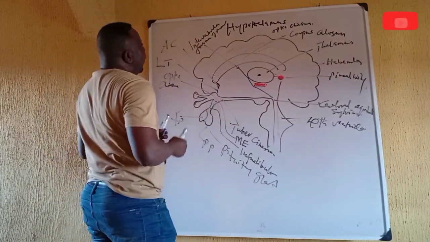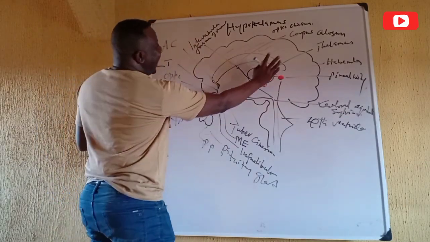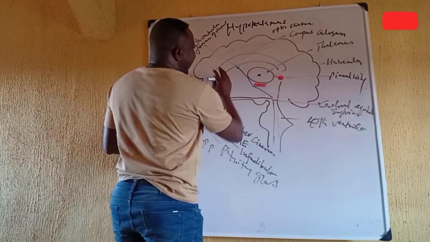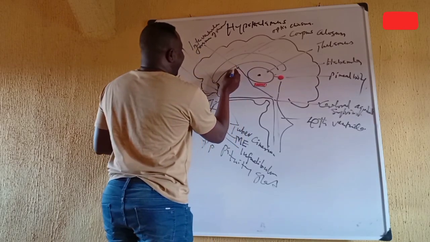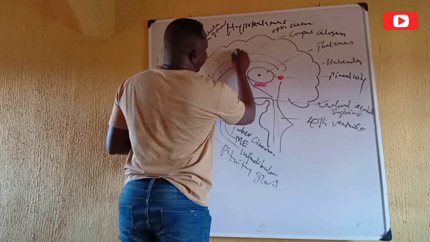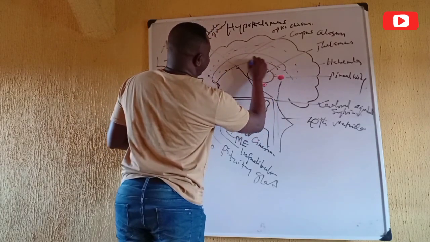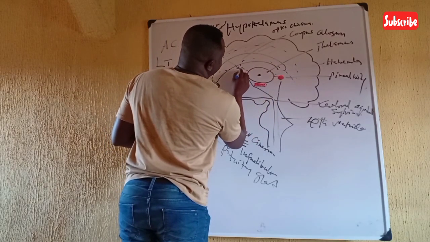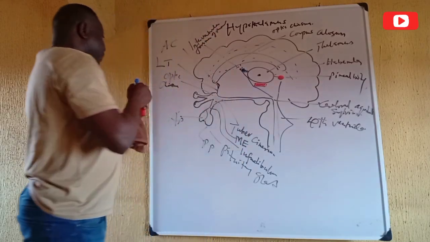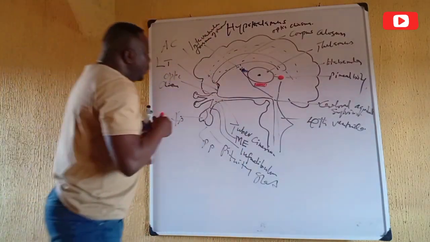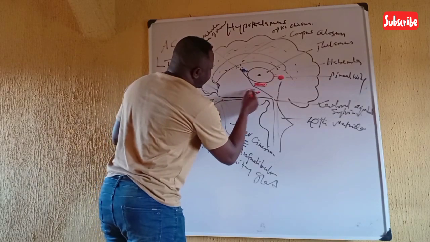The interventricular foramen actually connects the lateral ventricle with the third ventricle. And of course, we are expected to have our lateral ventricle here. And then it is connected to the third ventricle. Now, the hypothalamus actually lies in this region.